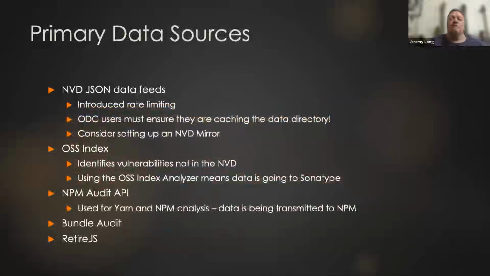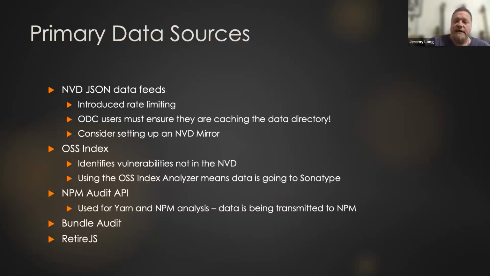So as I mentioned, we use the National Vulnerability Database as our primary source of vulnerability information. One thing to note is the NVD did introduce rate limiting about a year ago, I believe. So it's vital that anybody using dependency check actually keep a cache of the data directory, especially if you're doing things like ephemeral builds. Alternatively, consider setting up a mirror of the NVD.